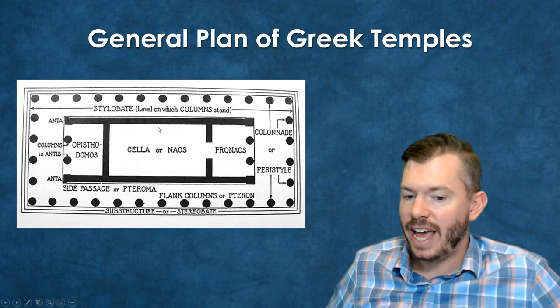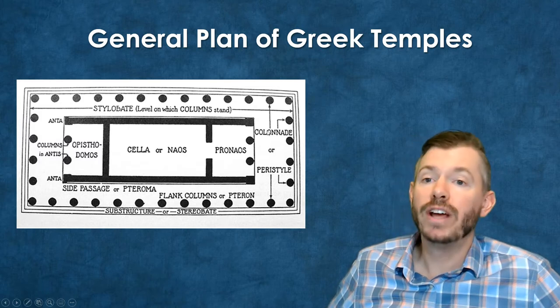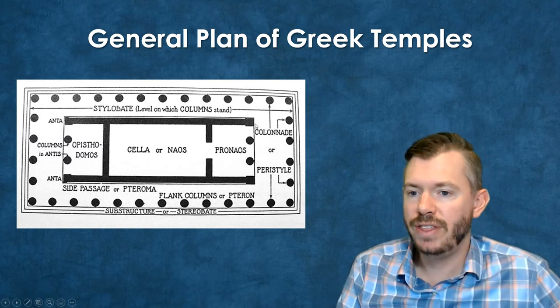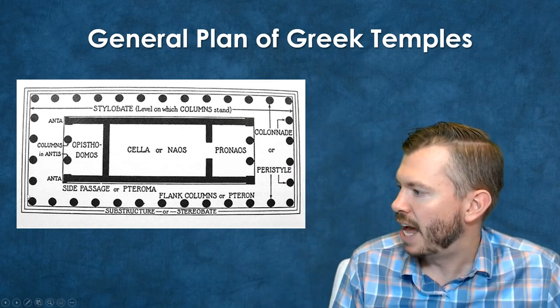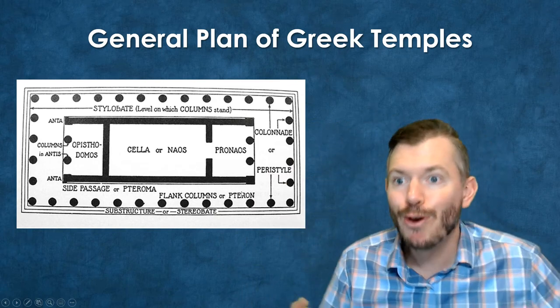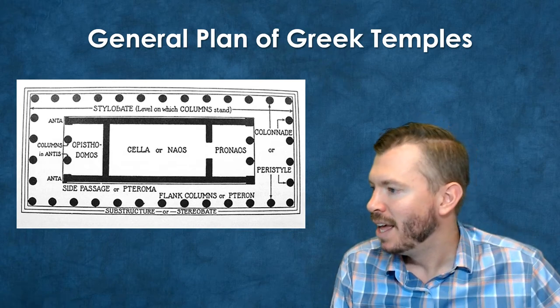Now, this maps on. So this is the actual Parthenon right here, and then this is a generic plan of what a Greek temple looks like. These are some of the major features. What we're looking at is the peristyle. All these little round things, those are the columns that we associate with Greek temples.